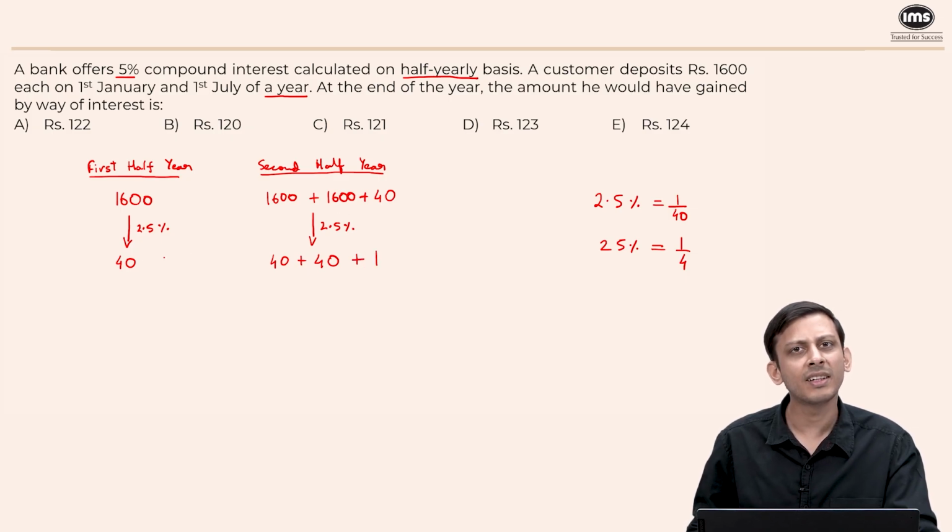And now we can calculate the total compound interest. 40 plus 40 plus 40 is 120. And then we have another 1. So total we are getting is 121, which is in option C.